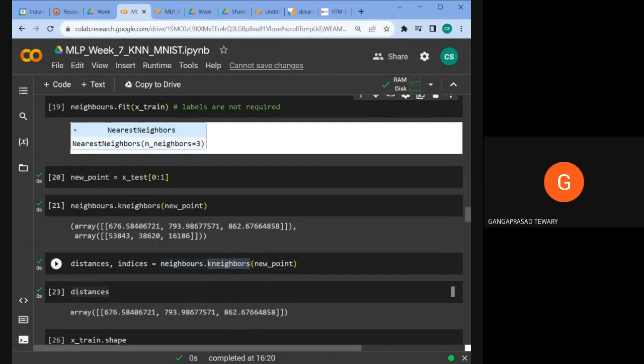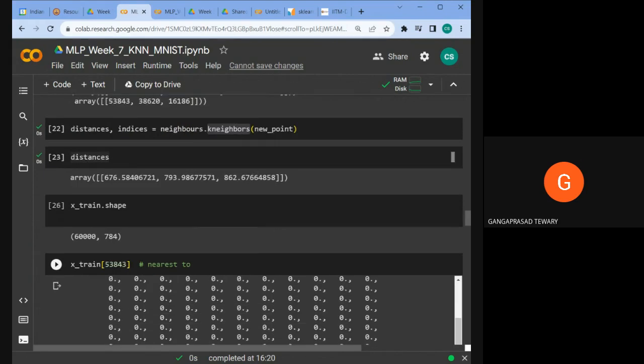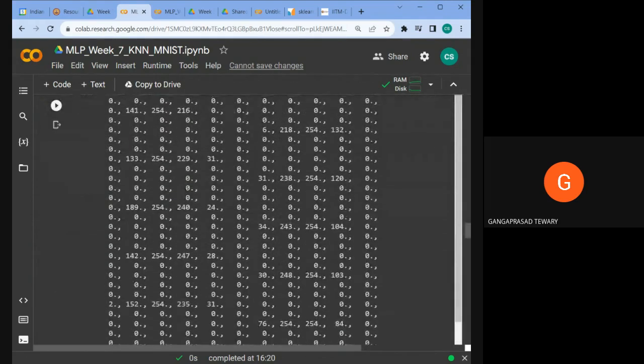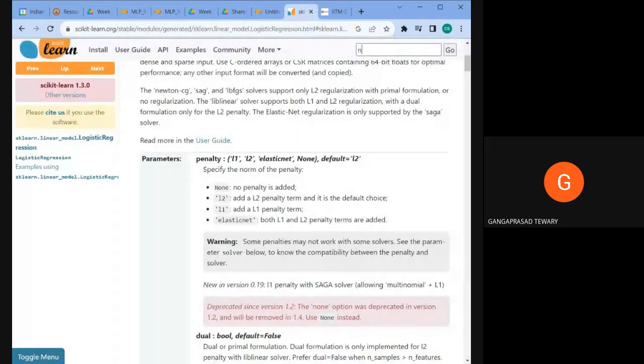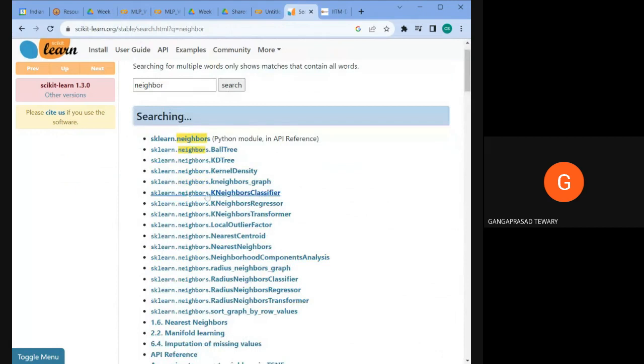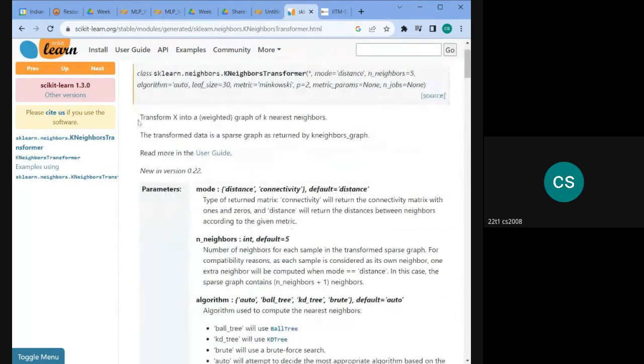Sir, there is one more class, K neighbors transformer. What does it do, sir? You can refer to activity 7.3, question number 4. Here I have it, right? Transform X into a weighted graph of K neighbors.